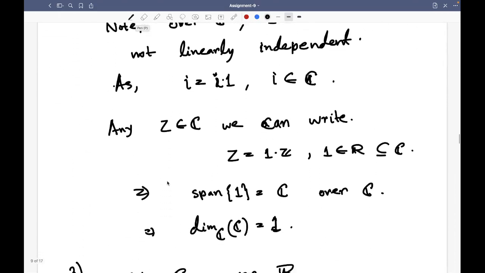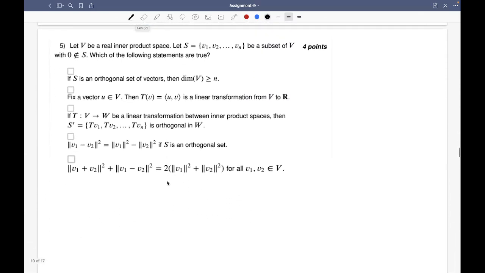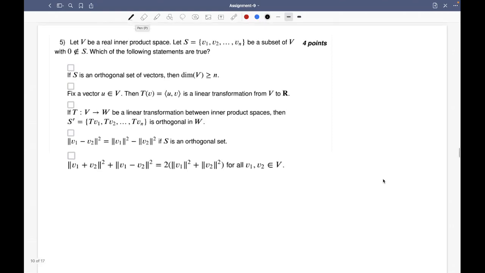Let's move to question number 5. What is question number 5? V is a real inner product space, meaning a vector space over R, and S is a subset of V given by V1 up to Vn, such that 0 does not belong to S. Then you have to check which of the following statements are true. What is the first option? It's saying that if S is an orthogonal set of vectors, then the dimension of V is greater than n.